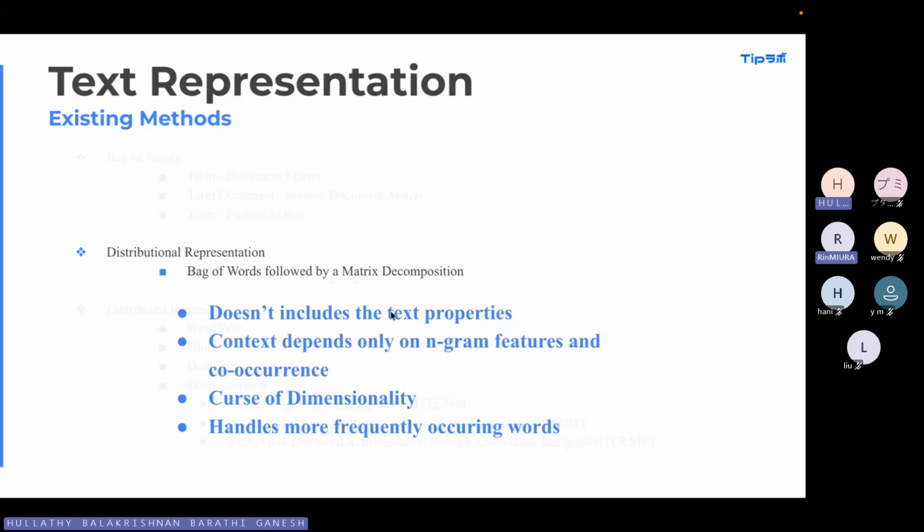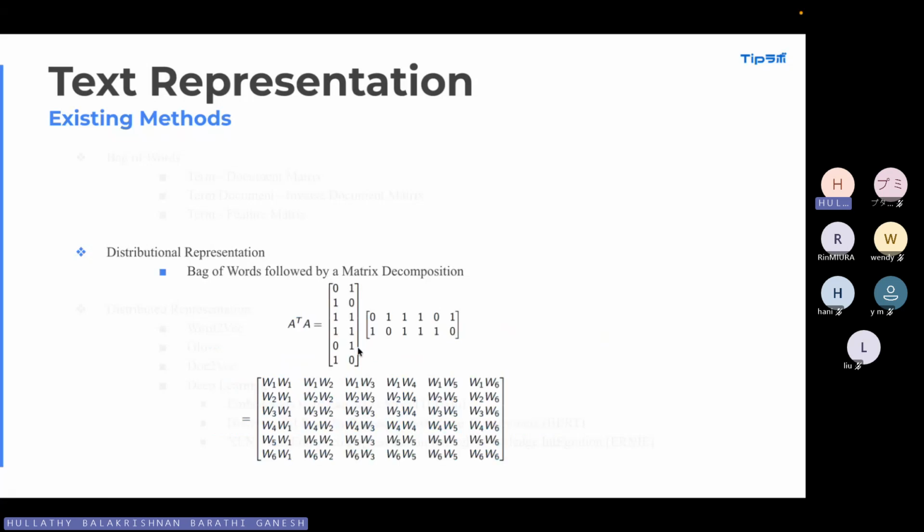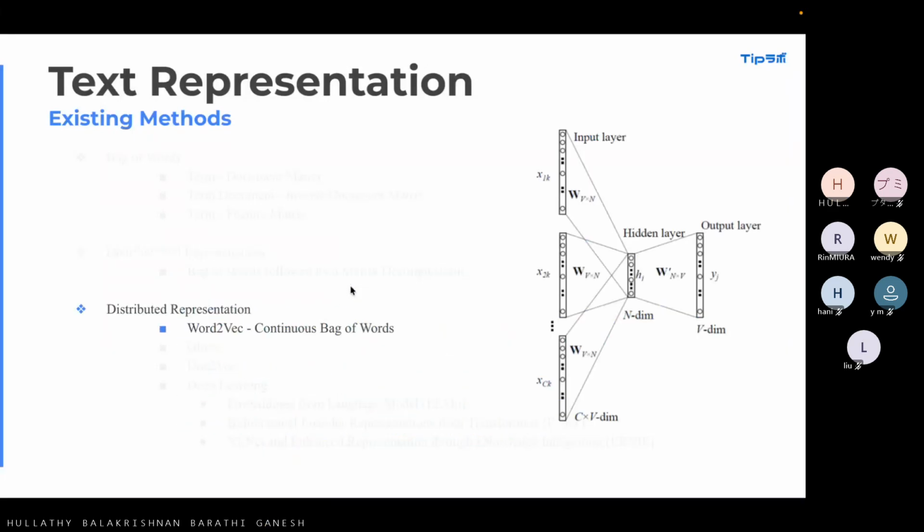Okay. But if you see it, it also doesn't include the text properties, but it derives a bit of context. The curse of dimensionality still exists because we're working on the matrix which we constructed earlier out of TDM or TF-IDF. Now, to solve that, the first embedding, called word embedding, was introduced, that is word2vec.